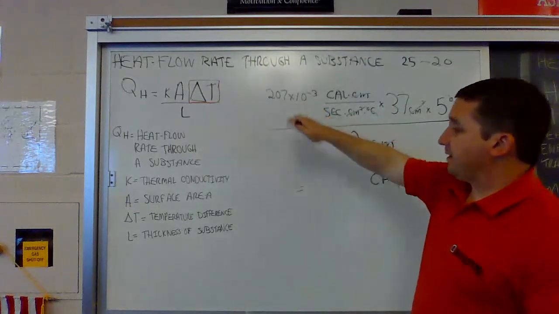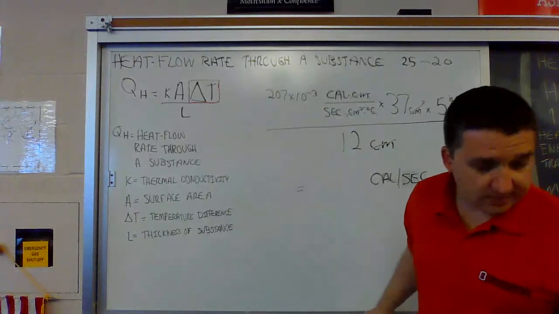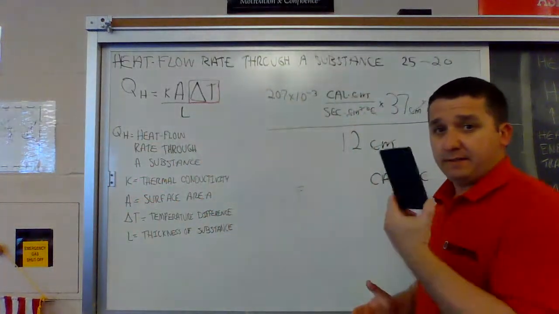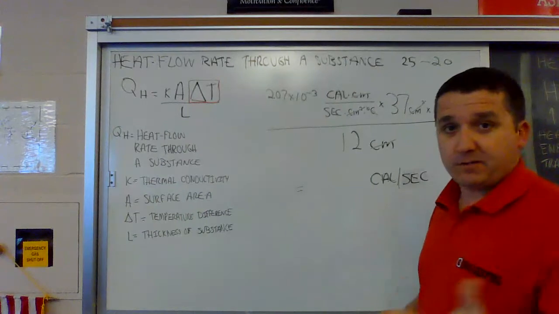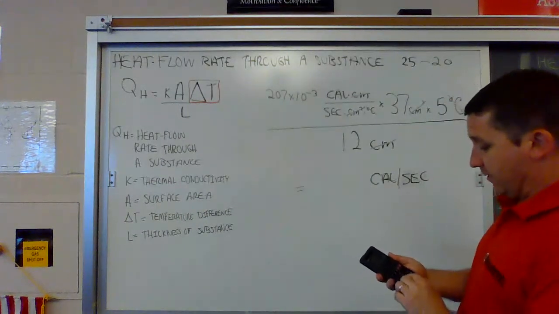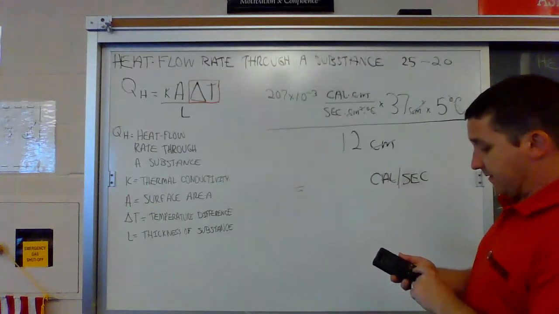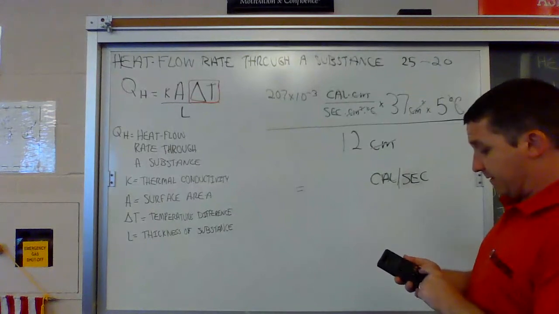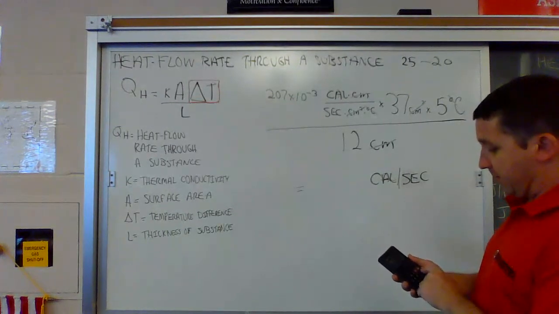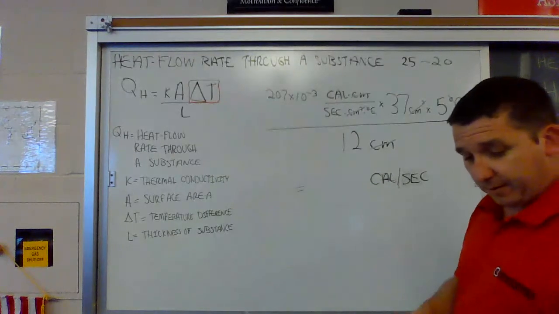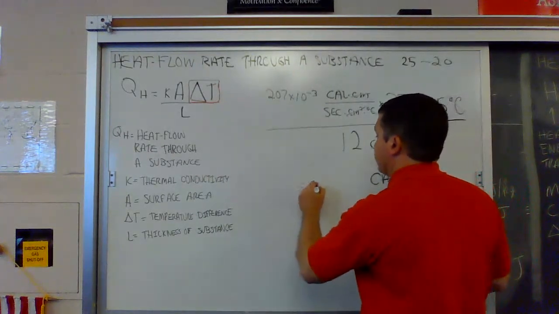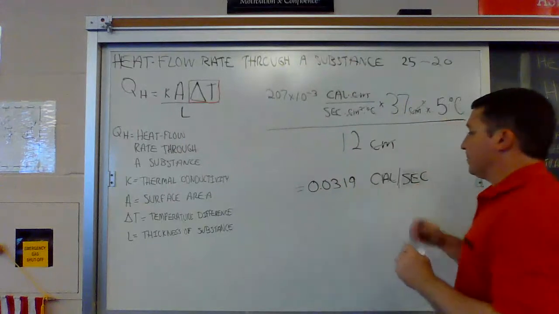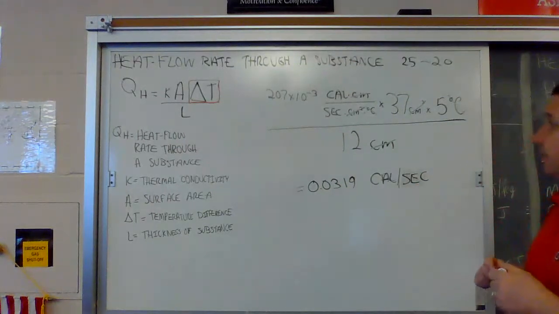All right, so then you multiply this. Let's see, calculator. I don't know about you, but I'm not going to do all this math in my head when you got yourself a calculator. You're probably using your phone, but hey, whatever works for you. So 2.07 times 10 exponent negative 3. We're going to multiply that by 37 times 5. We're going to get a pretty small number. Then we're going to divide that by 12 and get an even smaller number. And that smaller number comes out to be 0.0319 calories per second.